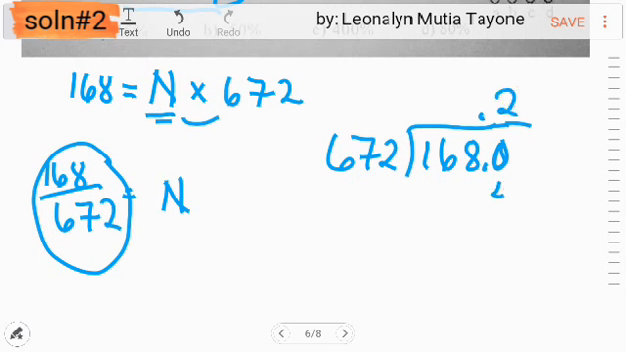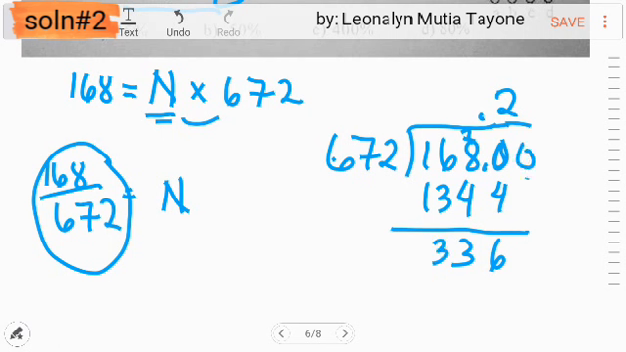2 times 2 equals 4. This one is 2 times 7 equals 14. Carry 1. This is 12. 6 times 2 equals 12. And this one is 13. This is 6. So, 3. Dahan-dahanin natin para makita nyo. And this one is 3. Magdagdag ka ulit ng isang 0.